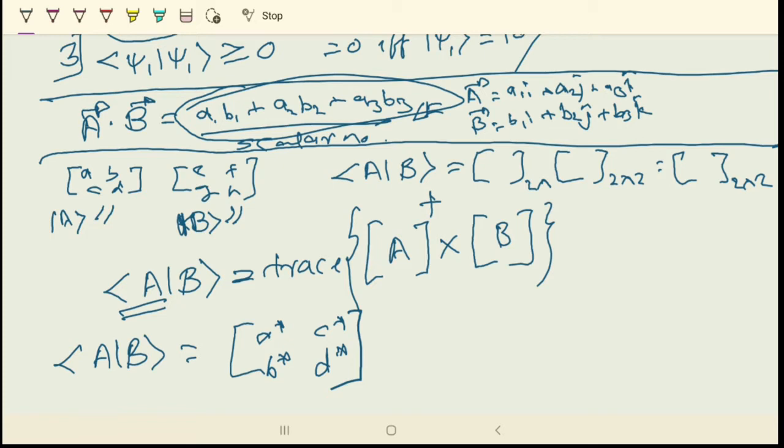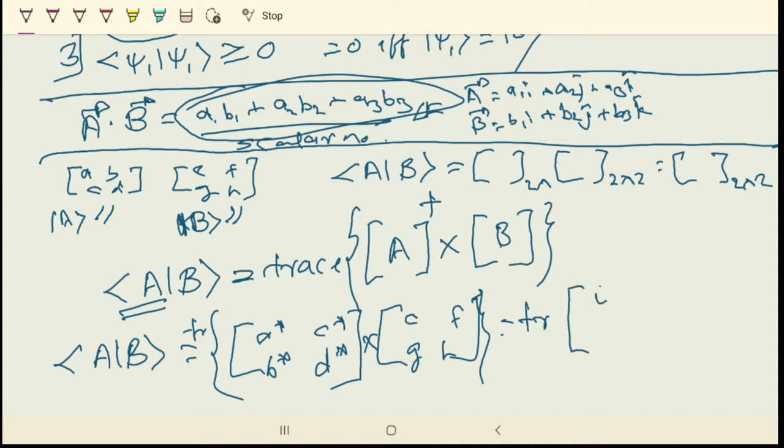And B is simply vector B, that would be E, F, G, H, and I'm going to take the trace of the multiplication of these two matrices. Let's say this multiplication gives me something like I, J, K, L. I'm going to take the trace of this matrix, which is equal to I plus L, and this will be some scalar. The operation used over here for matrices is way different than what we use for Euclidean vectors.